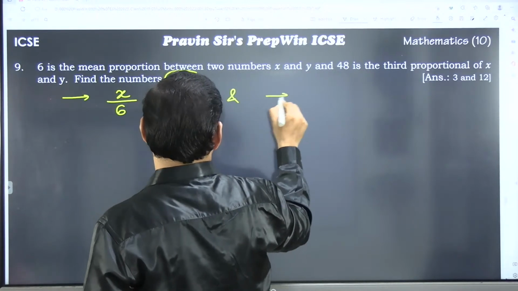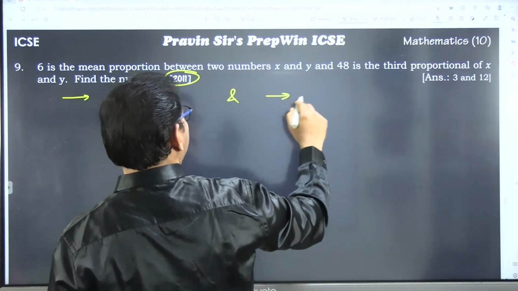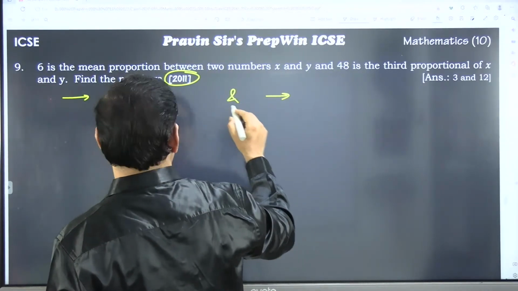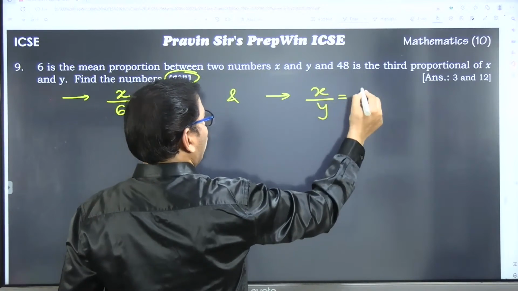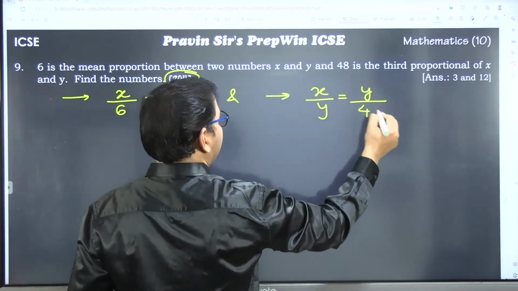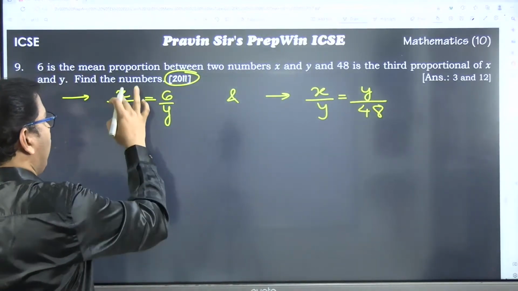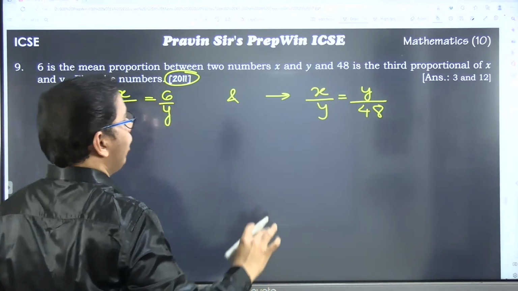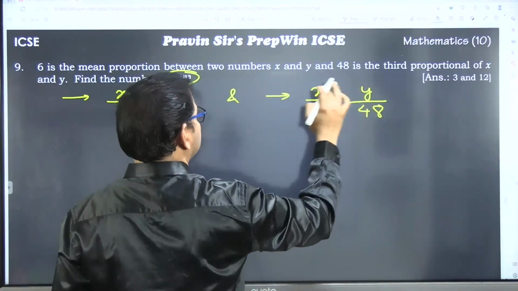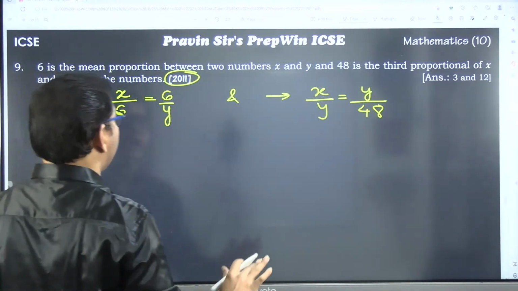And what is the other condition? 48 is third proportional of x and y. x, y, and 48. If we take 6, that is mean proportional between x and y, and if we take 48, then x, y and 48 are in continued proportion. This is what they are trying to say.